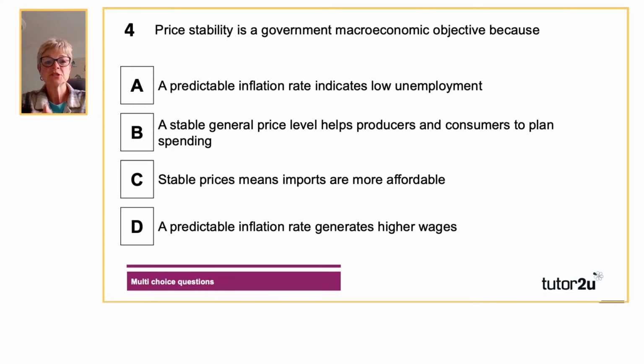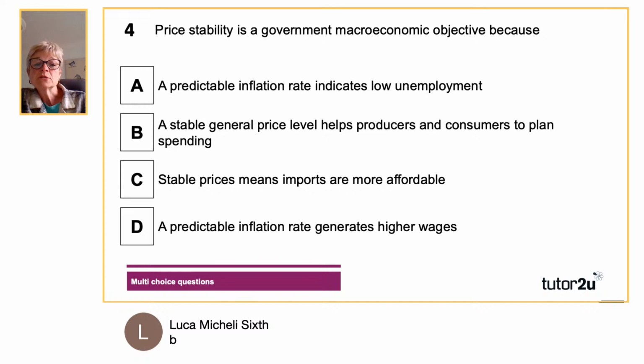Okay, we're on to question number 4. Price stability is a government macroeconomic objective because, now we want price stability for what reason? Is it because predictable inflation indicates low unemployment? Is it because a stable price level helps producers and consumers to plan spending? Or stable prices mean imports are more affordable? Or is it a predictable inflation rate generates higher wages?